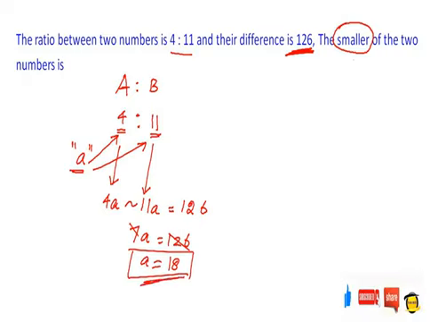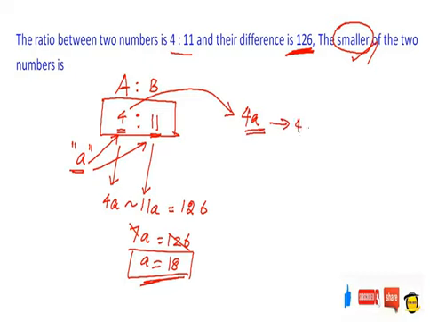Now the question is to find out the smaller number. Now observe the two ratio parts. It's very clear that the first number is the smaller number, right? So 4A is the first number. So 4 multiplied by 18, which is going to be 72, right? So the smaller of the two numbers is 72.